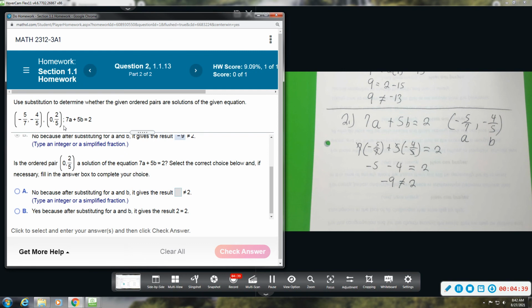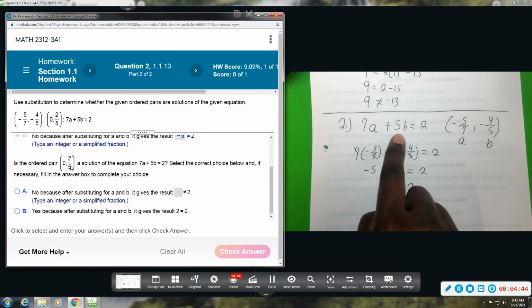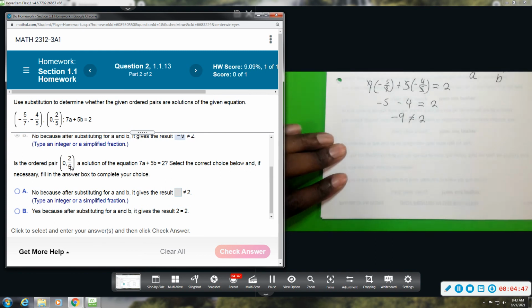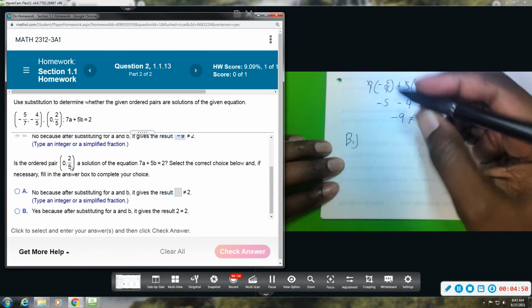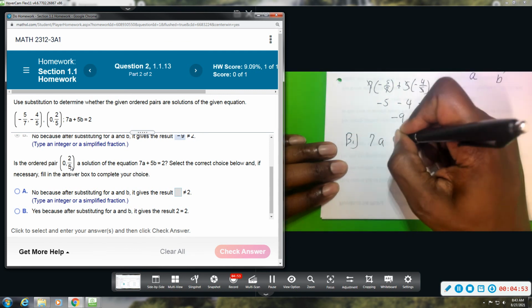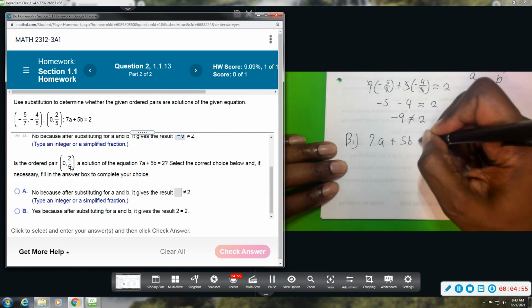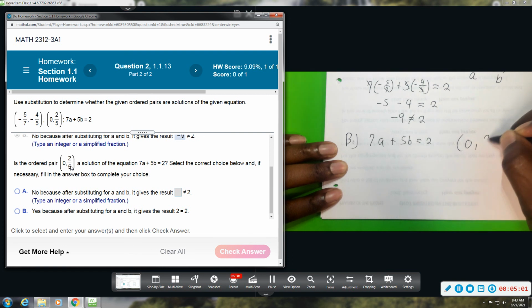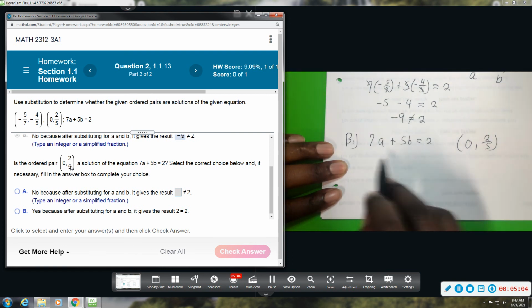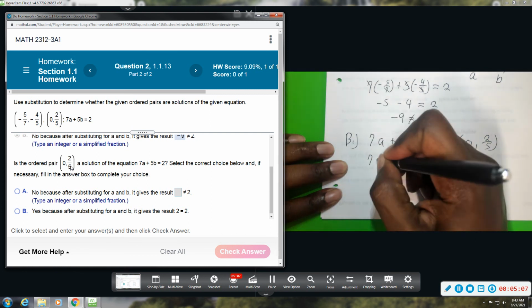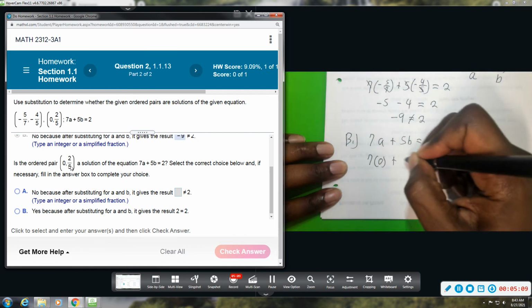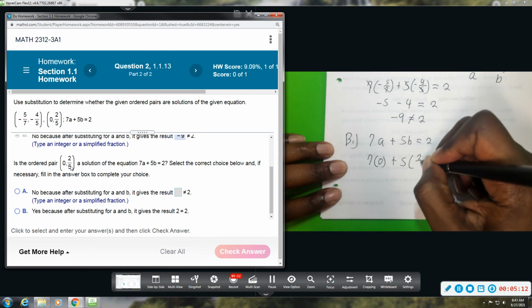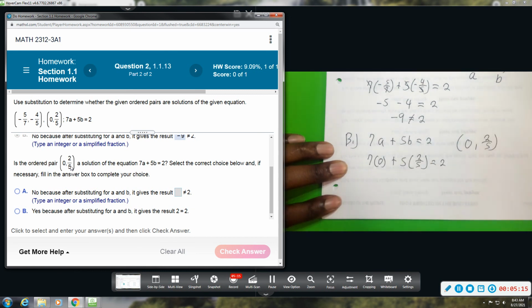All right, and then part B, we have the second ordered pair, 0 and 2/5. So we're going to be using the same equation, but we're going to plug in 0 and 2/5. So for part B, we have 7a plus 5b equals 2. Same thing, this is A, this is B, so 7 times A, which is 0, plus 5 times B, which is 2/5, equals 2. 7 times 0, anything times 0 is 0.